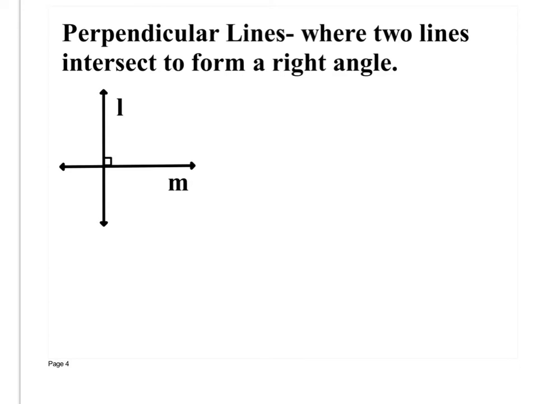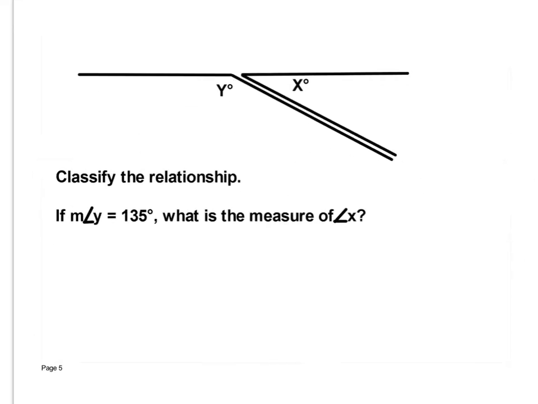Perpendicular lines. Where two lines intersect to form a right angle. When two lines are perpendicular, that means they form a right angle, which there's going to be 4 right angles here. They use that little square in the corner so you know this is a right angle. So line L and line M are perpendicular to each other. They would actually write it this way: line L is perpendicular to M. That's that little upside down T. That's what they use to signify if it's perpendicular or not. Any questions?